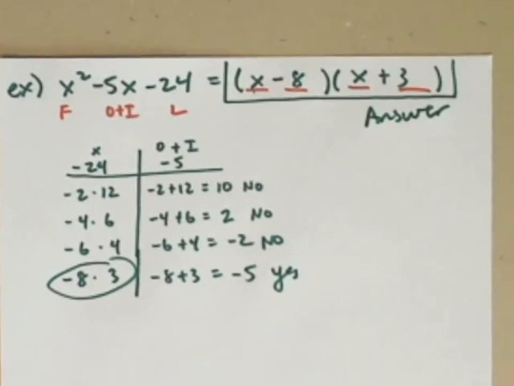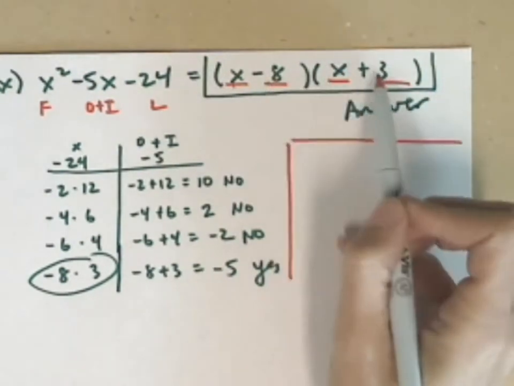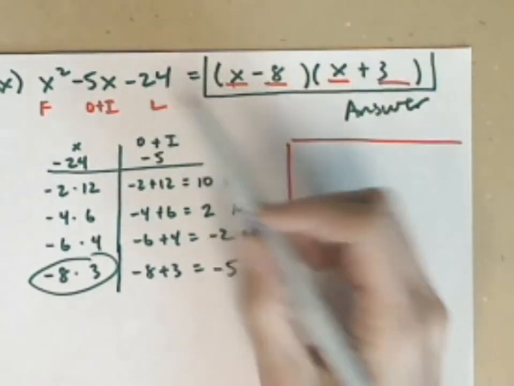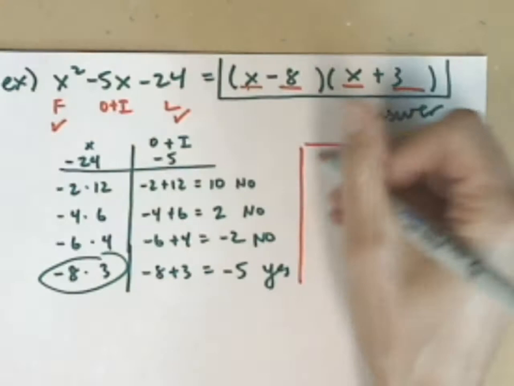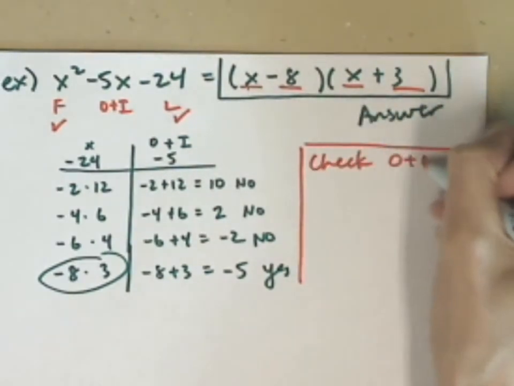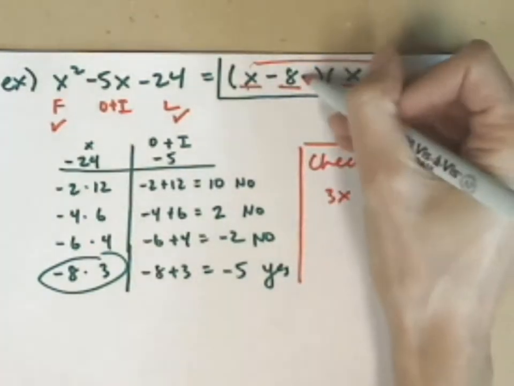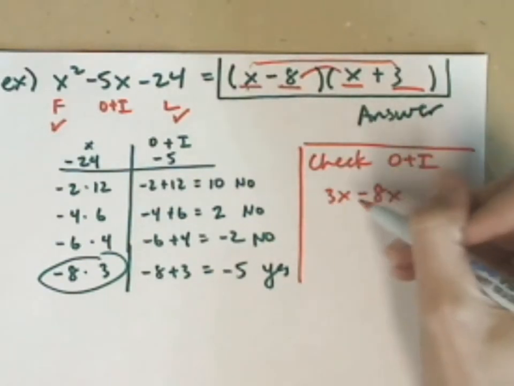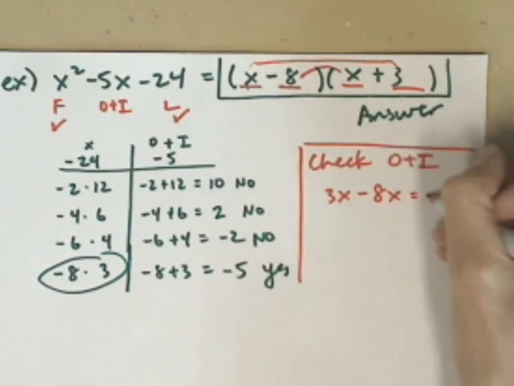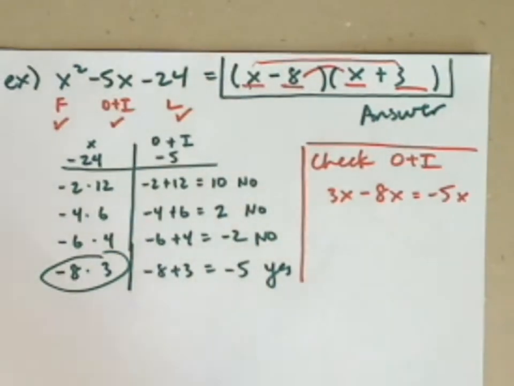I'm going to do a quick check here down below. As I'm checking that, I'm just going to check the middle. I know that negative 8 and 3, their product is negative 24, so I've got that one. The x times the x is where I started, so I've got that one. Let's just check the outer plus the inner. Okay, outer is going to be x times 3, so 3x. Inner is the minus 8 times x, so negative 8x, and 3x minus 8x is negative 5x, and that checks that middle term. So the answer to that factorization is x minus 8 times x plus 3.